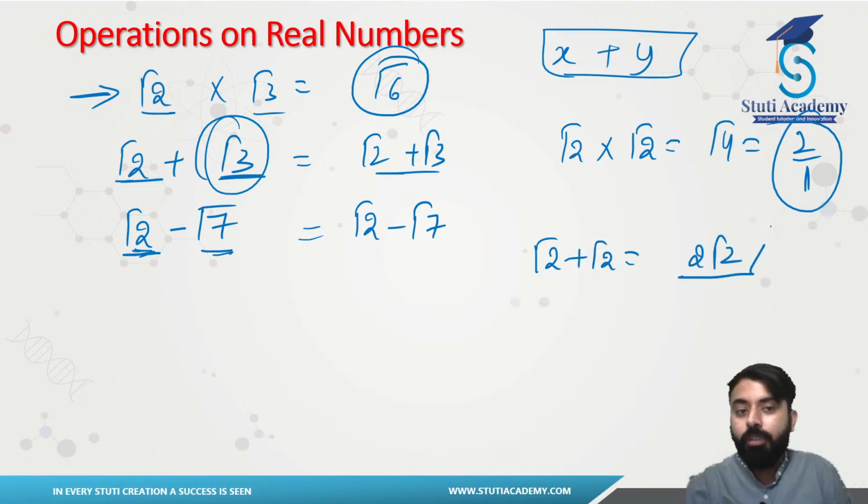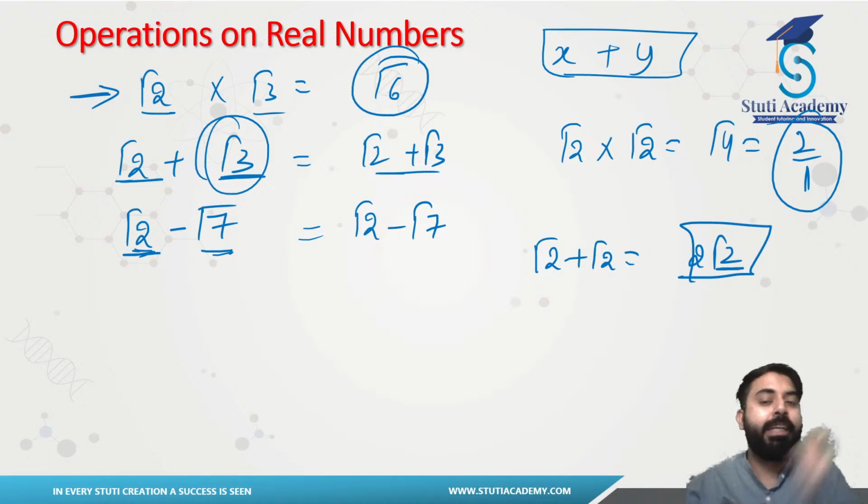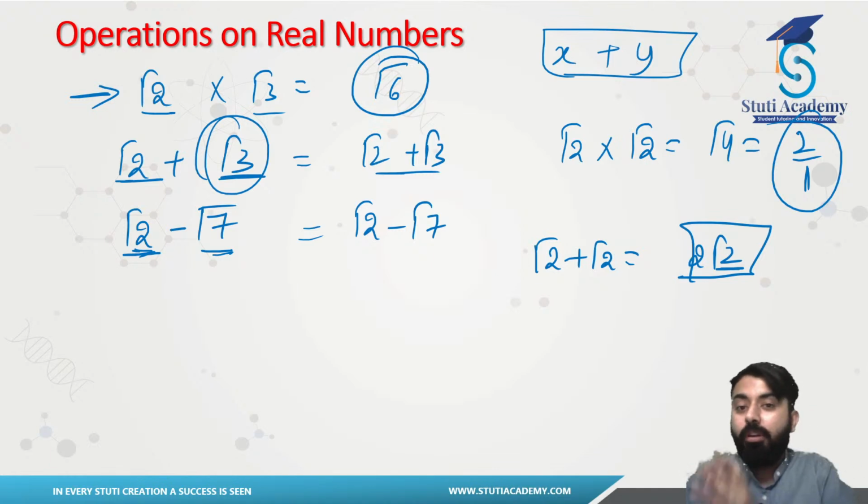2 square root 2. Again, you see I'm not getting rid of the square root here, so that will be irrational. So while we are adding two irrational numbers, the answer will always be irrational.